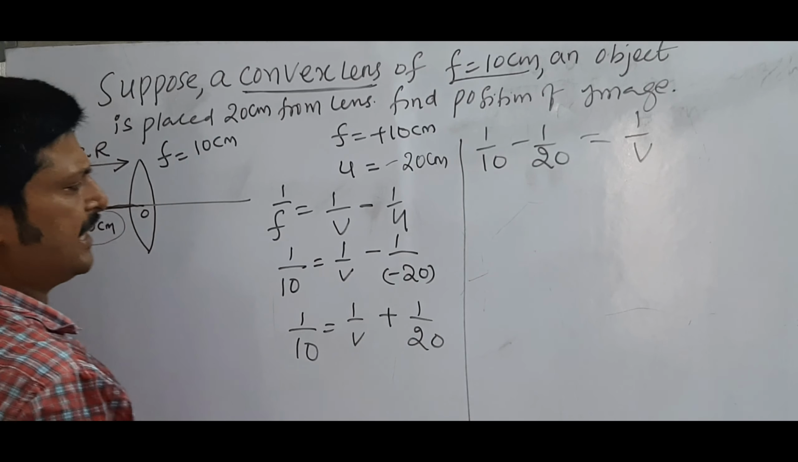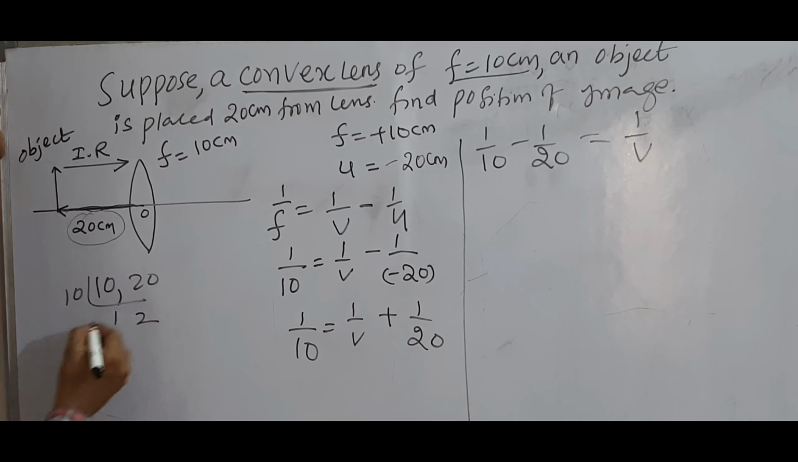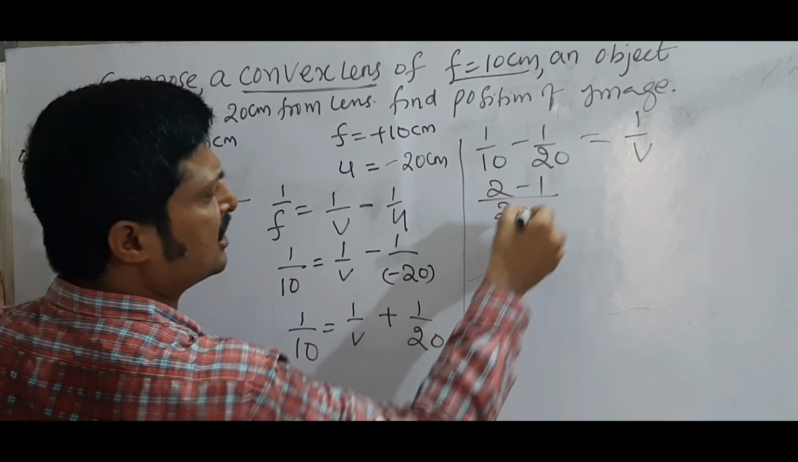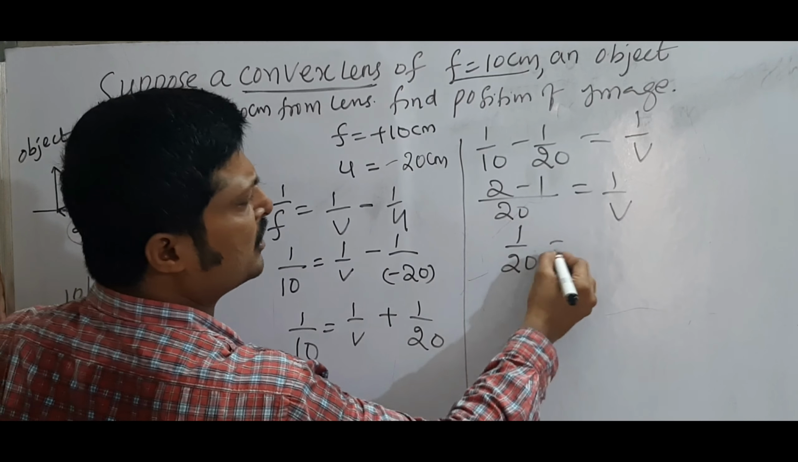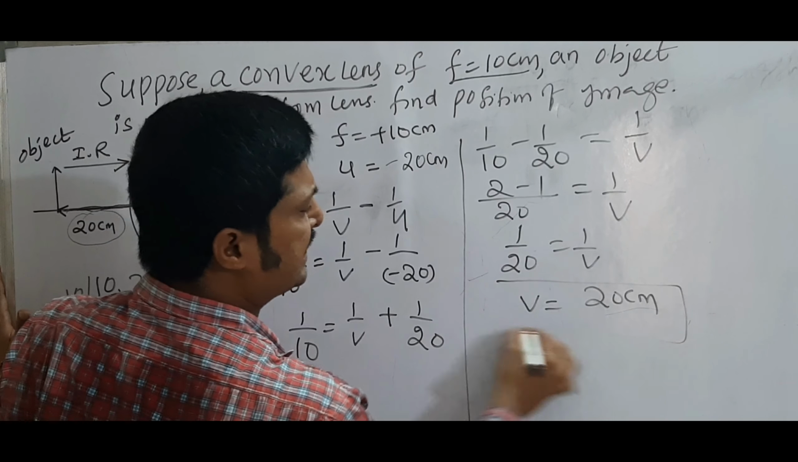10, 20 LCM. 10, 20, so 20 is the LCM. So this is 2 minus 1 by 20, this is 1 by 20, which is equal to 1 by v. So 1 by 20 is equal to 1 by v. v is equal to 20 centimeters.